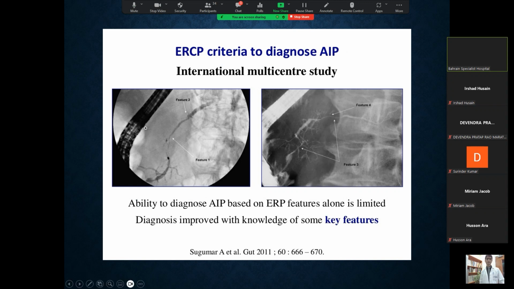If you can see, this is feature one, a long stricture. This is feature two, where the upstream dilation is not more than 5 millimeters. This is feature three, and this is feature four, the side branch arising from the narrowed segment. So these are also typical of autoimmune pancreatitis on ERCP.